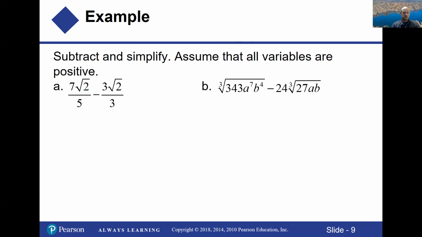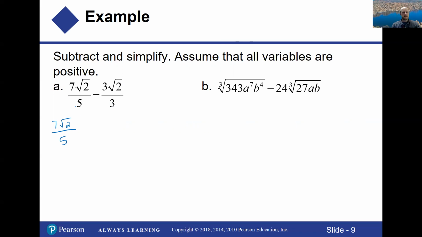I have 7 square root of 2 divided by 5 minus 3 square root of 2 divided by 3. Well, the basic rule of subtracting or adding fractions is that you need a common denominator. Obviously the 5 and the 3 are not a common denominator. Let's try and make them have a common denominator.